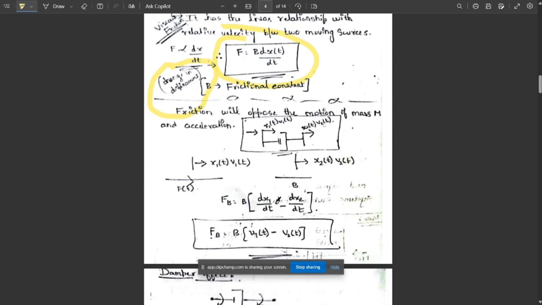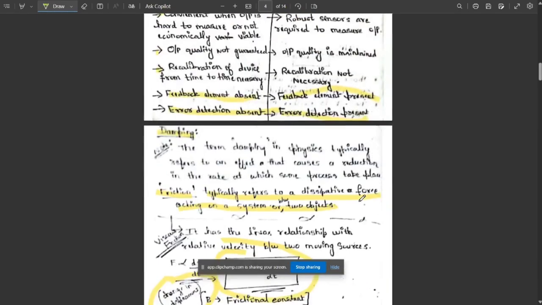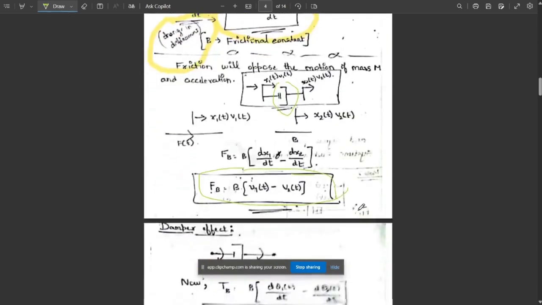To represent friction, we use these kinds of notations here. And this is the basic friction where two voltages are applied. If you want, you can note it down. This is not so important, but during the problems I'm going to explain further how to do this.